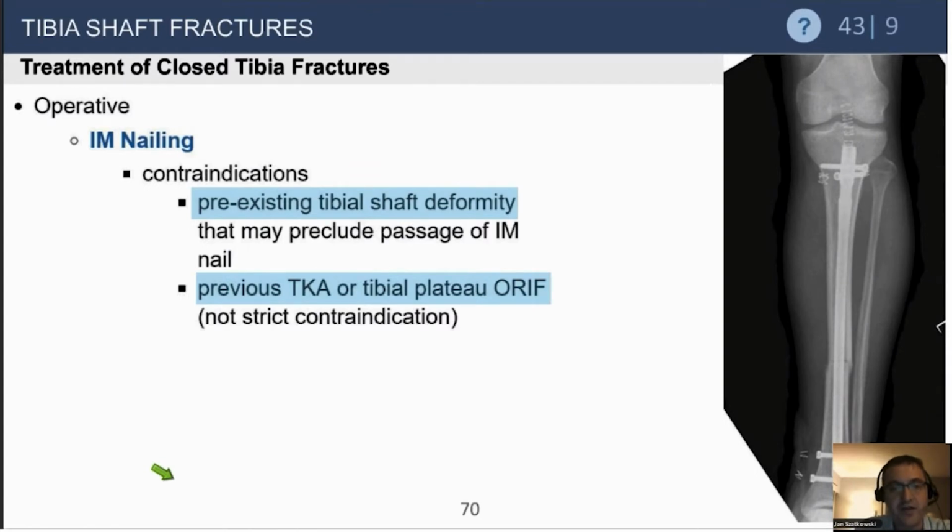So IM nailing contraindications, pre-existing tibial shaft deformity. You've got to pass the nail. If you can't pass the nail, you're probably not going to be able to nail it. You could perform an osteotomy, take out previous hardware, etc. Previous total knee or tibial plateau fracture. A lot of times you can nail around these though, so it's not a strict contraindication. These just become a little bit more difficult.